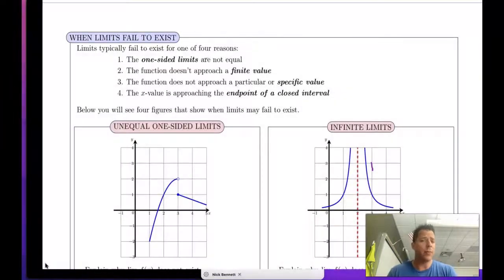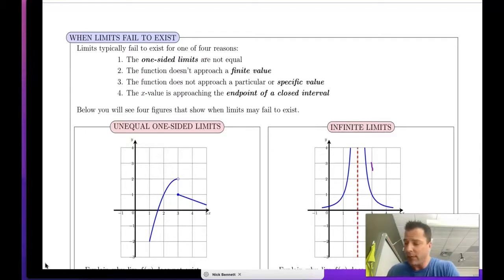We've already seen a couple of these before, and we know that in order for a limit to exist at a specific value, the left-hand and the right-hand limits have to exist, and they have to be equal. So let's look at 4 conditions when a limit fails to exist.